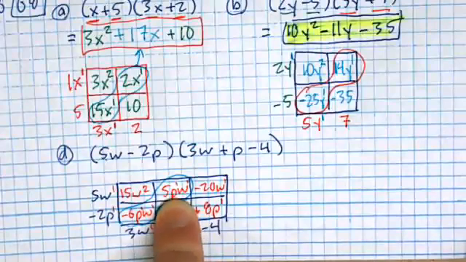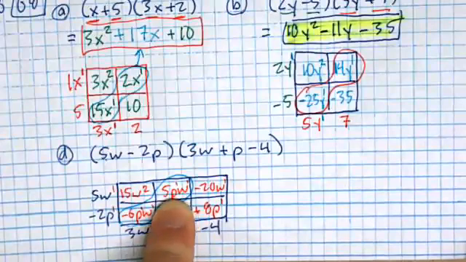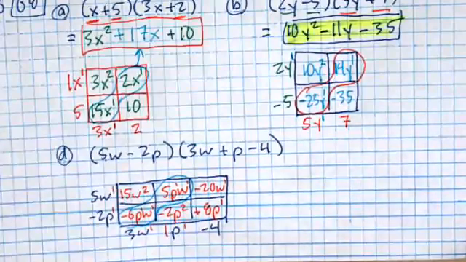So when I did this box, I could have written it as 5WP, but I wrote it as 5PW. It's got a W, it's got a P. P comes before W in the alphabet, so I'm going to put the P first. If you get in the habit of always putting them in alphabetical order, it's going to help you catch like terms better.